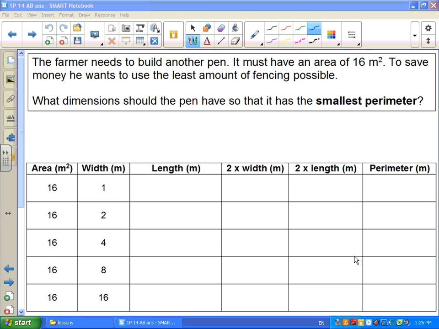This is our final example for Unit 14. Let's just read the situation here to ourselves. The farmer needs to build another pen. He's already built 2 rectangular pens in the previous 2 questions. It must have an area of 16 meters squared.